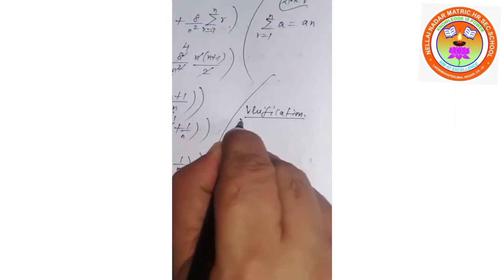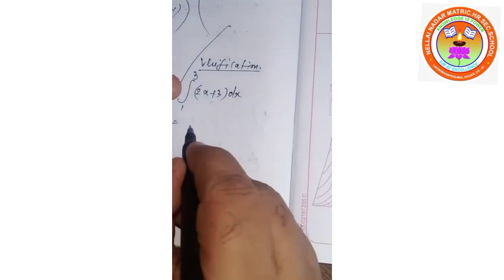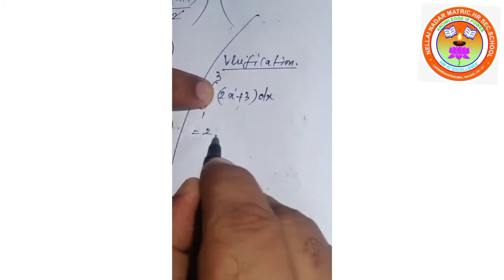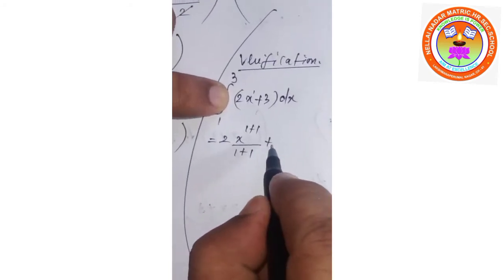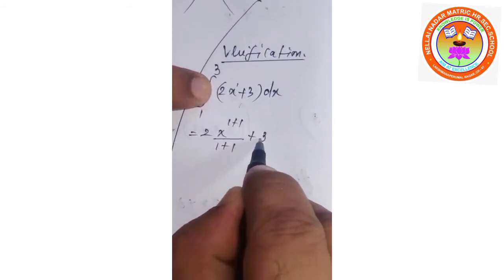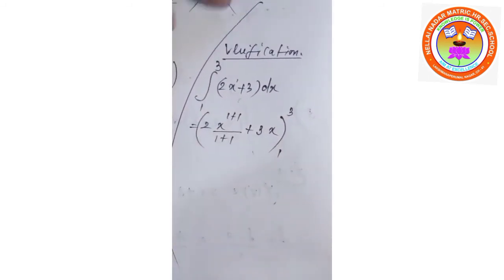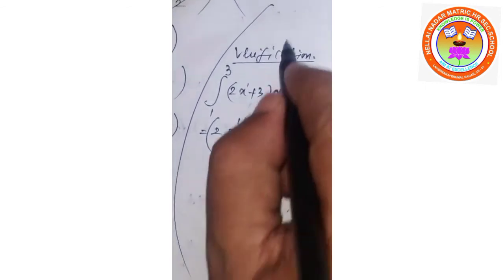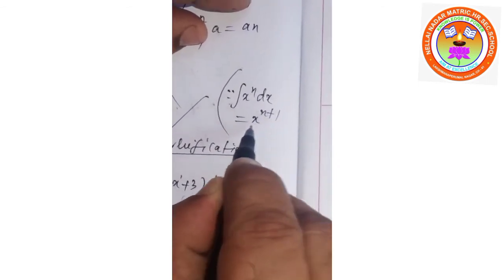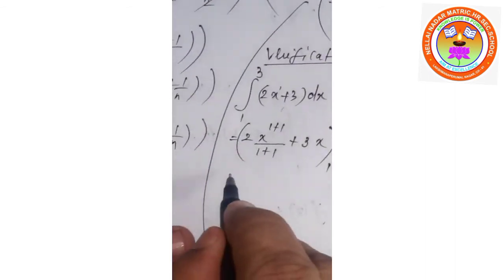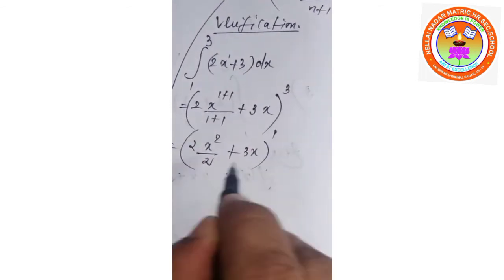Verification. The given question is integral 1 to 3 of 2x plus 3 into dx, that is equal to 2, write x power 1 as it is, integration is x power 1 plus 1 divided by 1 plus 1, plus 3 dx, 3 is constant, integral dx is x. Which formula have we applied here? I write the formula over here. You know that integral x power n dx is equal to x power n plus 1 by n plus 1. Remember. So that is equal to 2 into x squared by 2 plus 3x, limit 1 to 3.